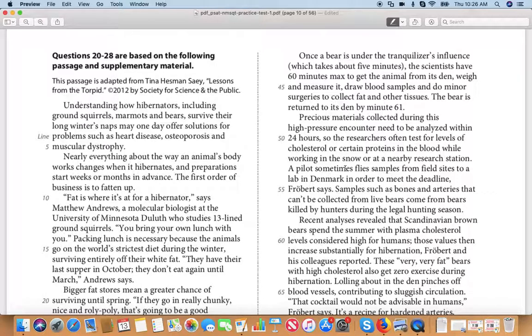This passage is adapted from Tina Hesman Saey, Lessons from the Torpid, copyright 2012 by Society for Science and the Public. Do you know what torpid means, Blaze? It's like in a state of hibernation or lethargic. Yeah, lethargic or state of hibernation. That's a great word, man. I need to use that more often.